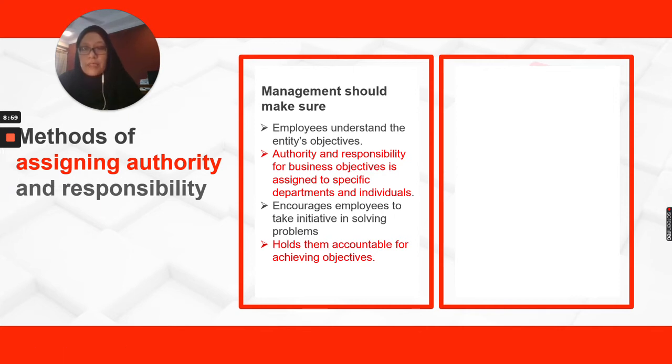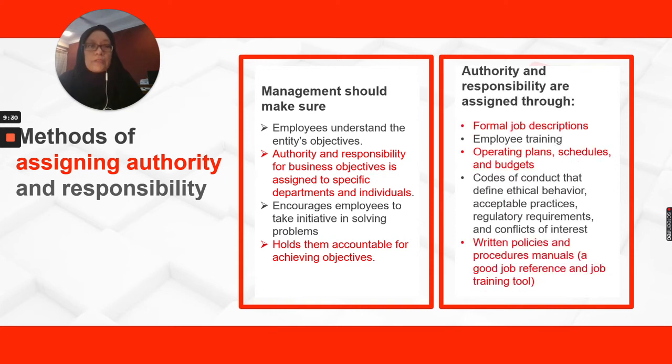Under this element, authority and responsibility are assigned through formal job descriptions. Management should make sure the employees understand all the entity's objectives, and that the authority and responsibility for the business objectives are assigned to specific departments or individuals. They also need to encourage employees to take initiative in solving problems and hold them accountable for achieving objectives. It can also be done by giving training to the employees so that they know what their responsibility and authority are.